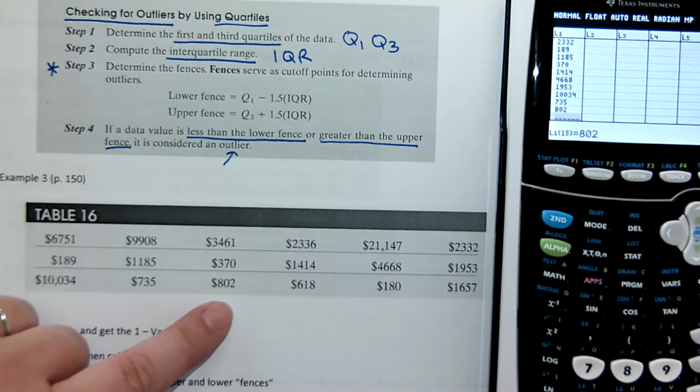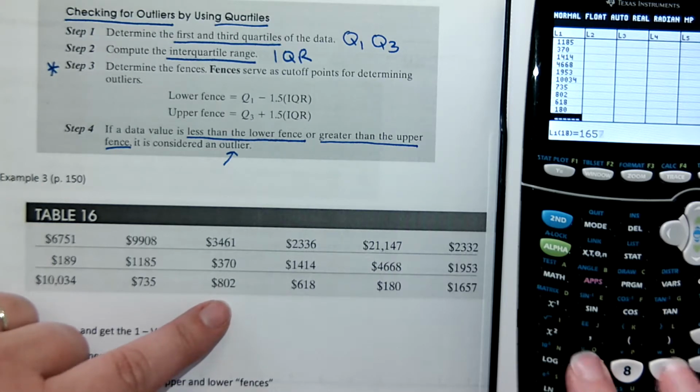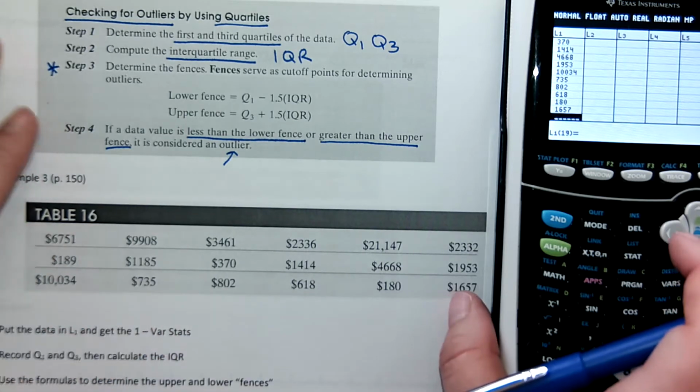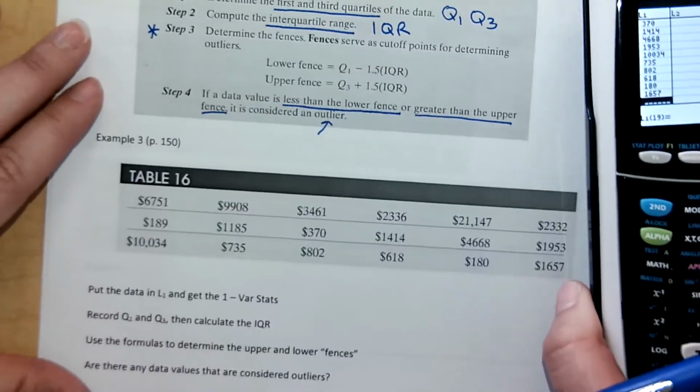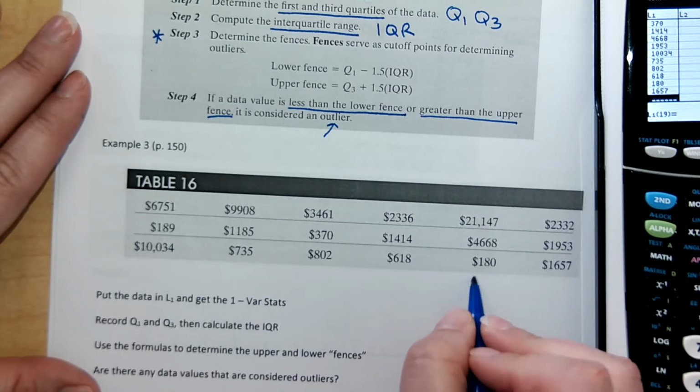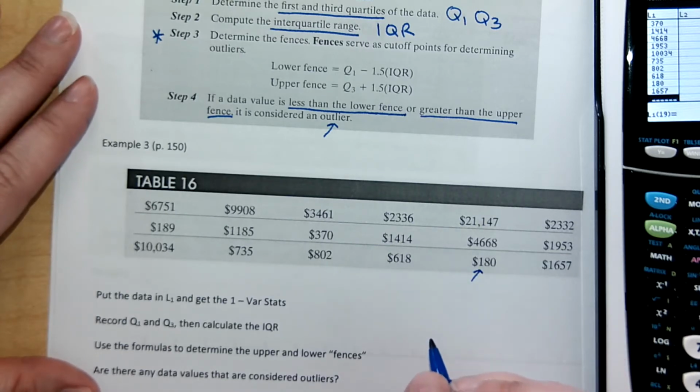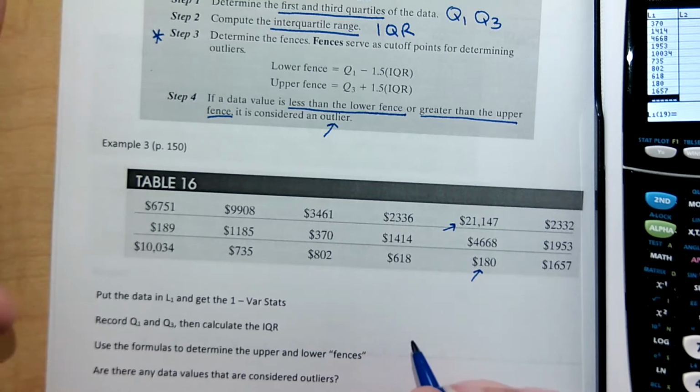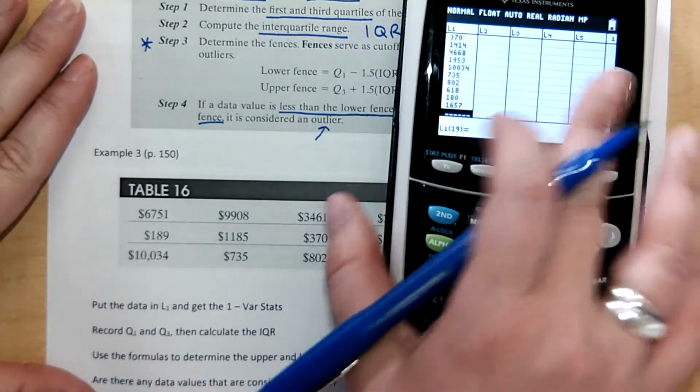I believe these are monthly salaries for different employees at a company. So the monthly salaries. Glancing at the data table, you might notice kind of a low value, or you might notice a high value. So those might be outliers, but we're going to run these calculations to make sure of whether or not they're outliers. So we've put the data in L1.